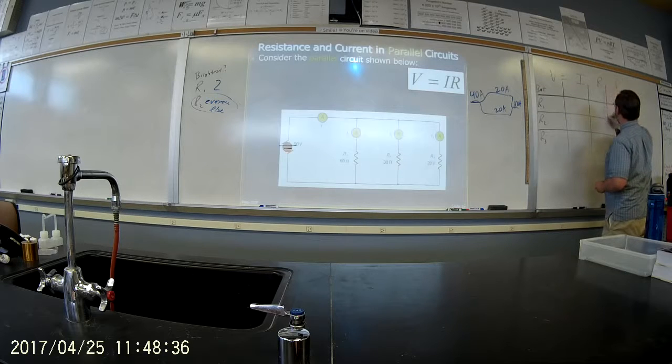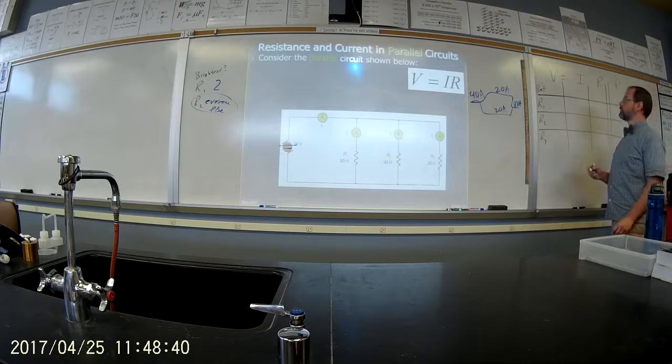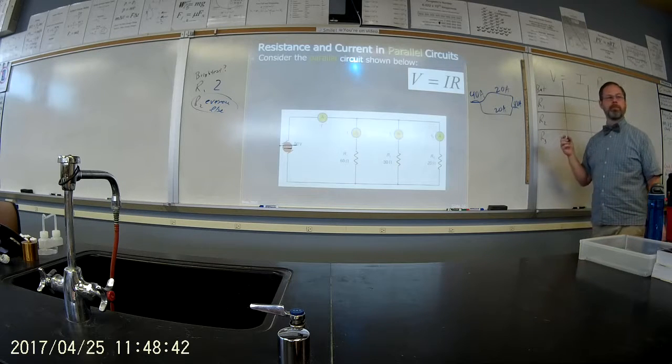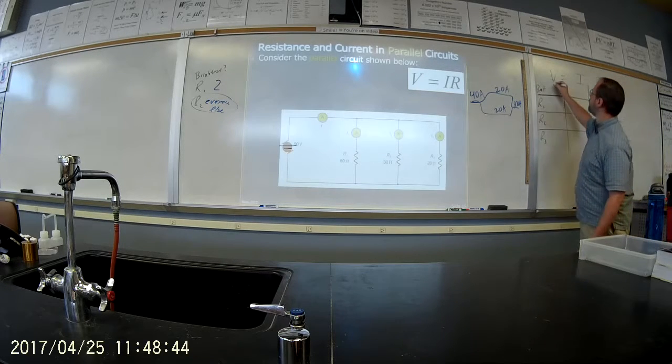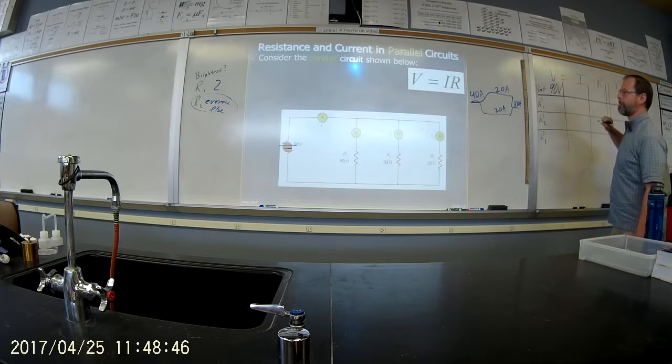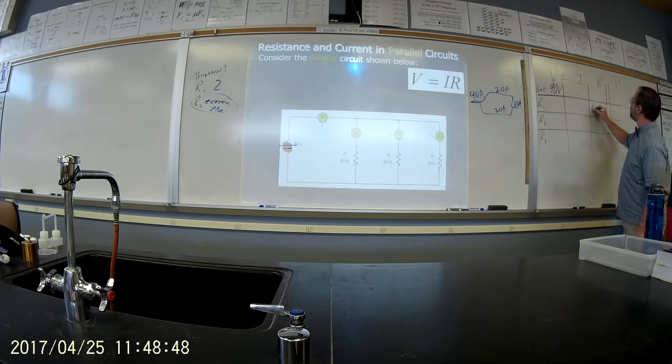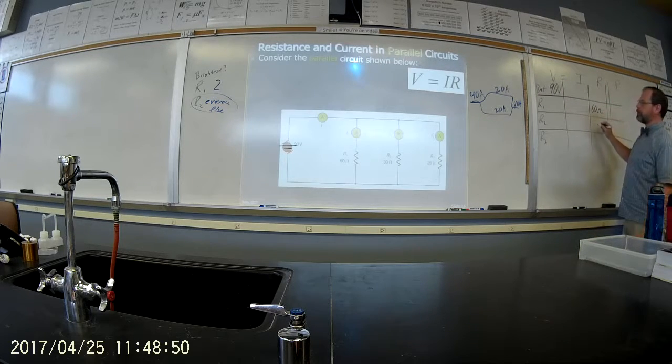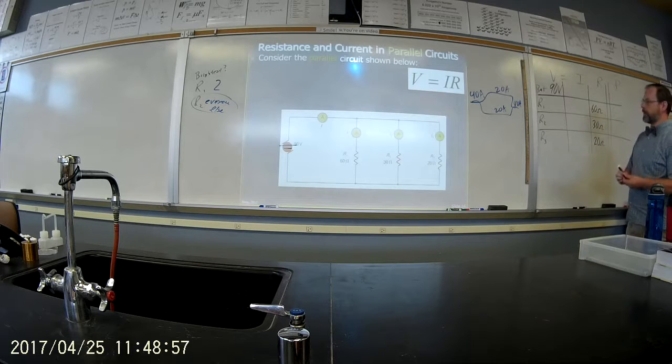Next, write down what you have. Write down what you know. What's one of the things we know? Battery's 90 volts. Excellent. What else? R1 is 60 ohms. R2? 30 ohms. And R3? 20 ohms. Okay. That's everything we have.